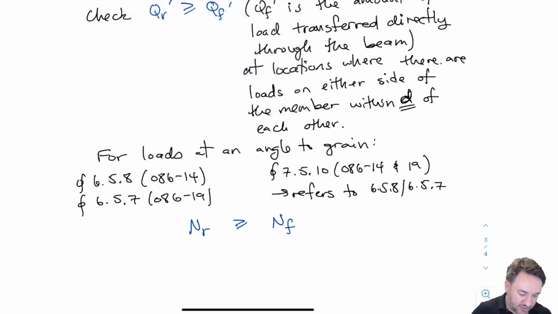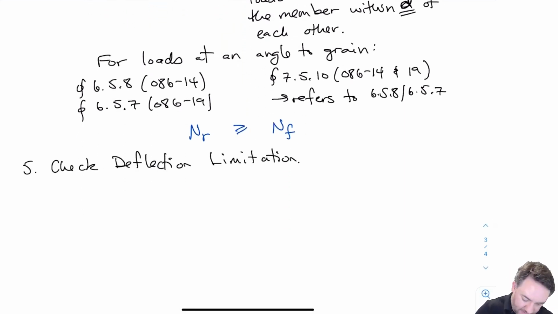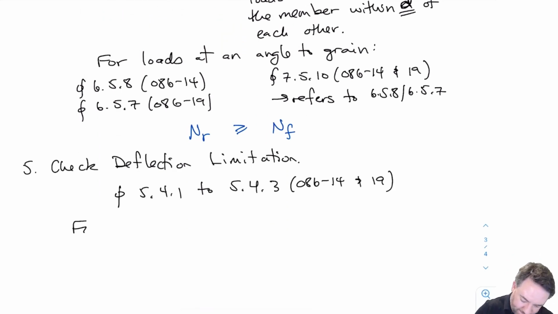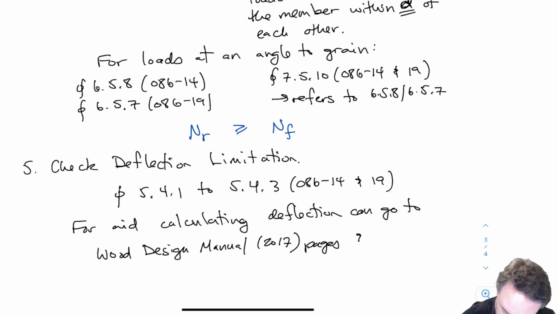Okay, the very last check that we need to do is for deflection. Okay, so the deflection limitations are provided in 5.4.1 to 5.4.3 in both versions. That provides the L over 180, which is the primary resistance against total load. That's the deflection limitation against total load.